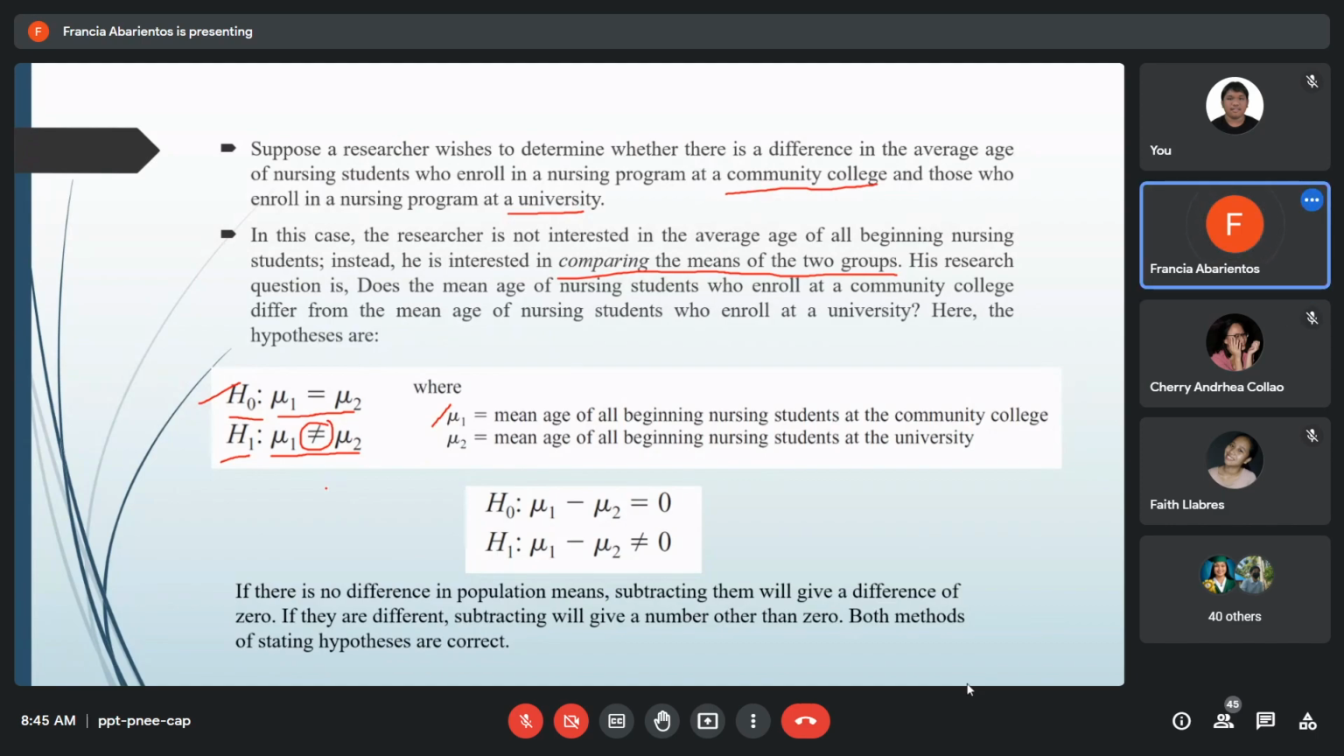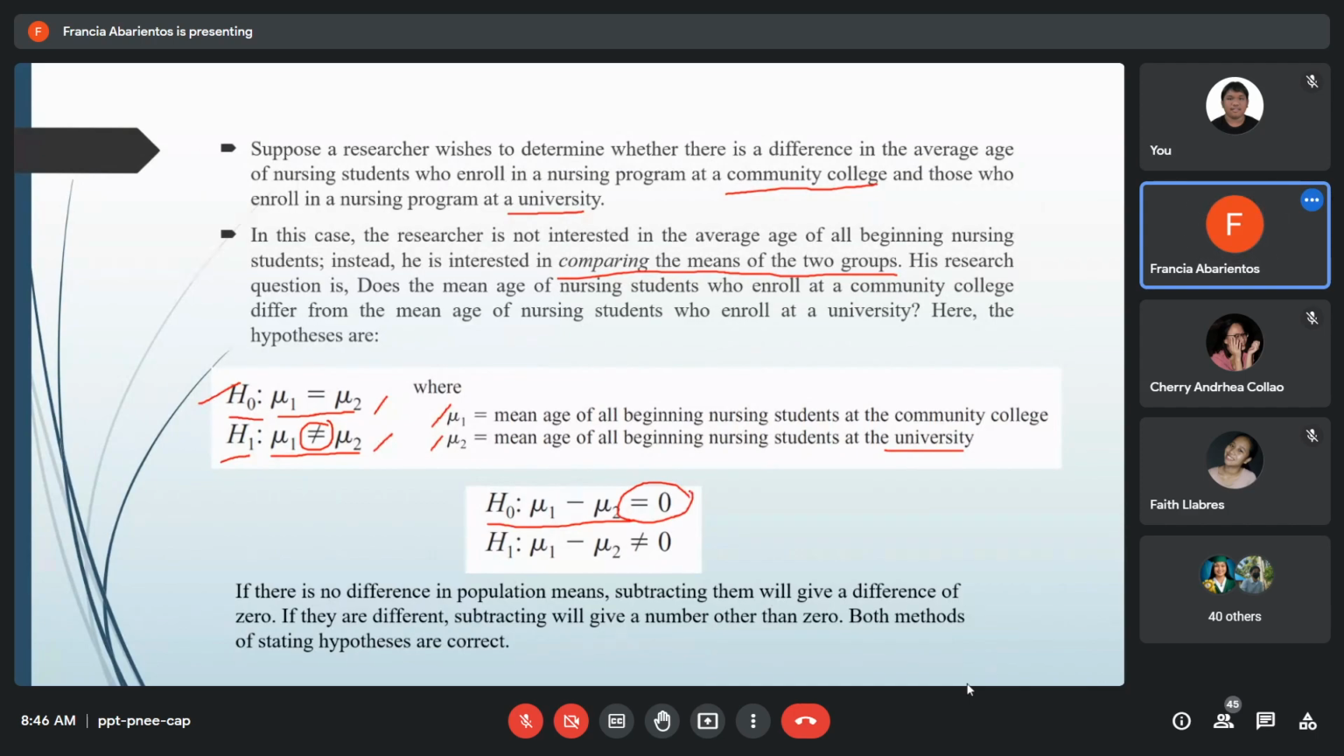Okay, thank you. So, we have the second mean. From the first mean, we have the community college. The second is the mean age of all beginning nursing students at the university. So, take note, if we have this null and alternative hypothesis, we can also express this in this form. So, the mean difference of the two groups is equal to 0, and that is always the null hypothesis.